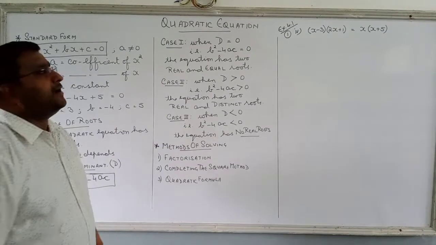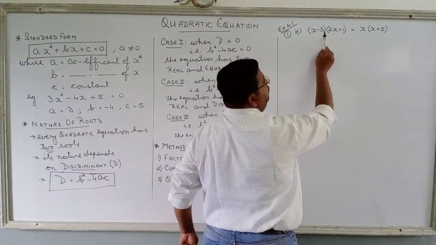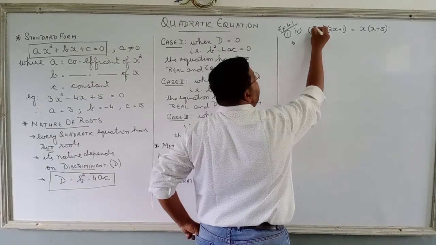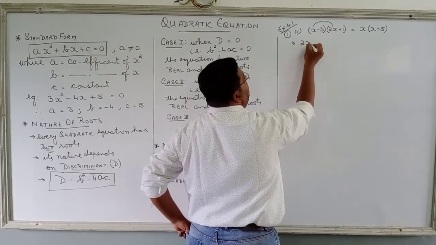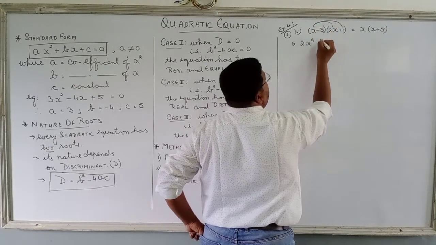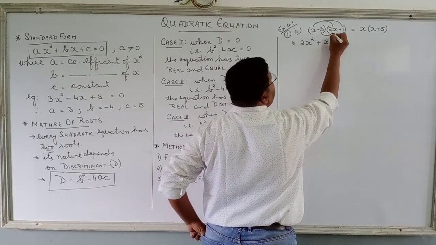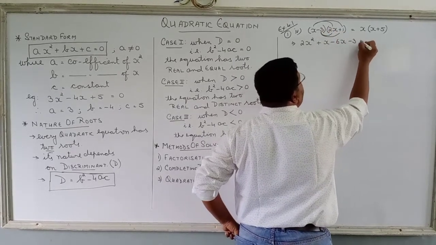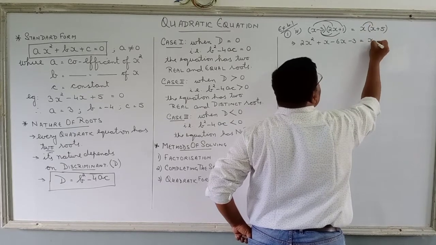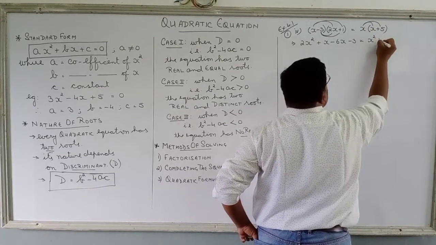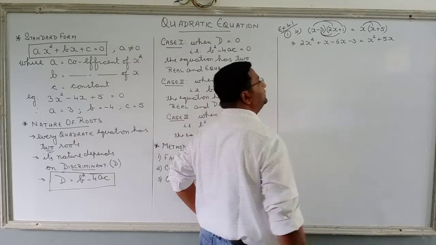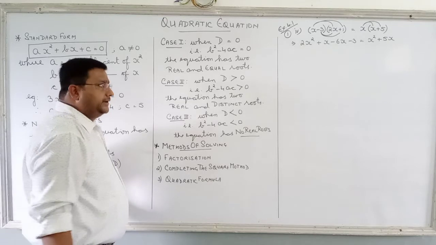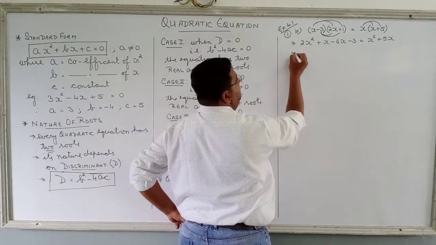You can see binomial multiplied by binomial. You have done it in lower classes. And this is monomial multiplied by binomial. Let us multiply. Open the bracket. x into 2x, 2x squared. x into plus 1, plus x. Minus 3 into 2x, minus 6x. Minus 3 into plus 1, minus 3. Equals x into x, x squared. x into plus 5, plus 5x. Simple opening of the bracket, multiplication of the terms. Right? Now, bring down the terms over here.